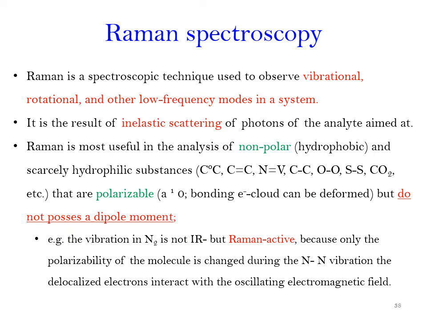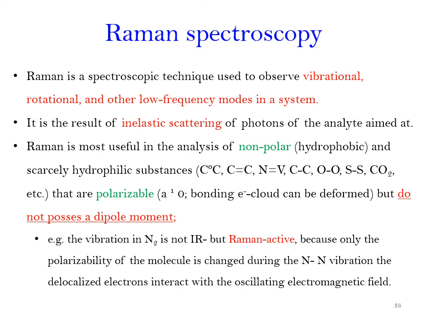The last one is Raman spectroscopy. Raman spectroscopy is a spectroscopic technique based on inelastic scattering of monochromatic light, usually from a laser source. It is an alternative way to get information about the vibrational transitions within a molecule. In order for a vibrational transition to be Raman active, the molecule must undergo a change in polarizability during the vibration.